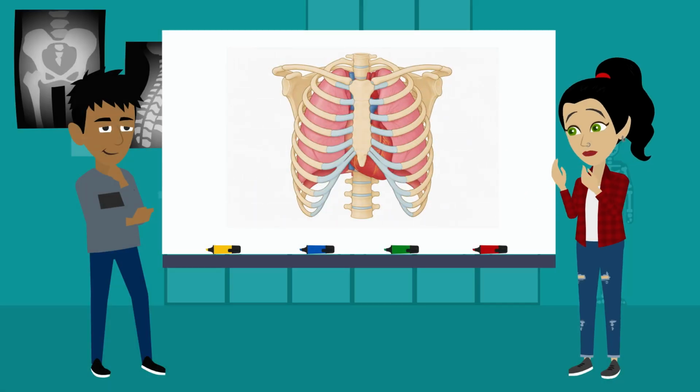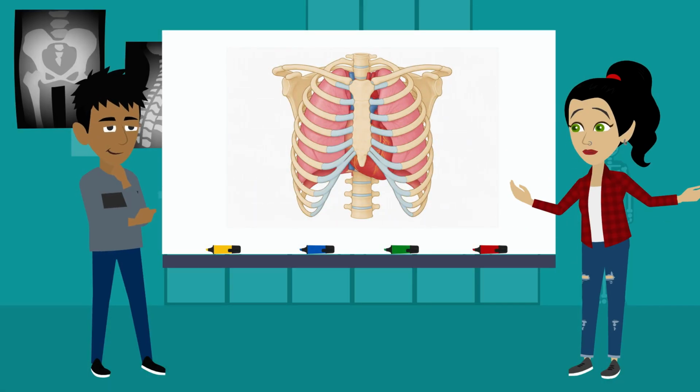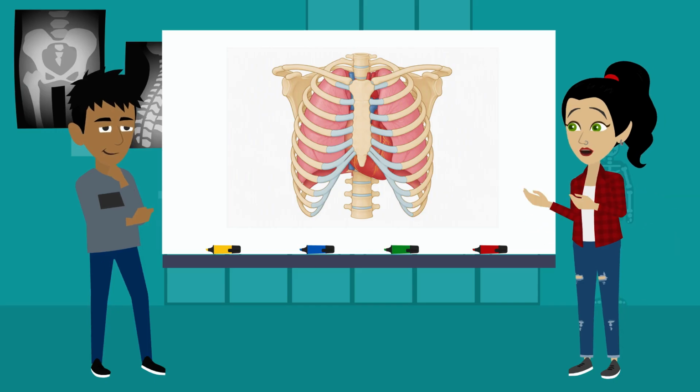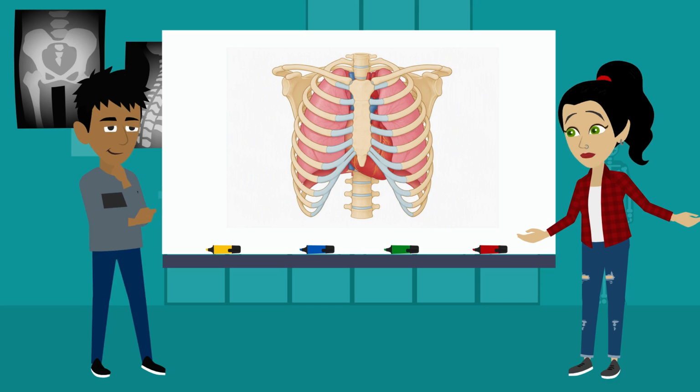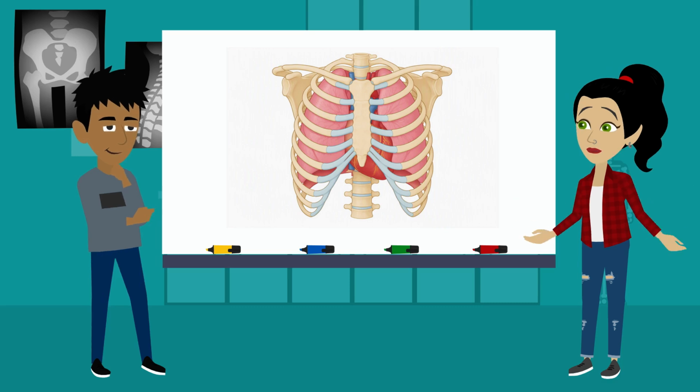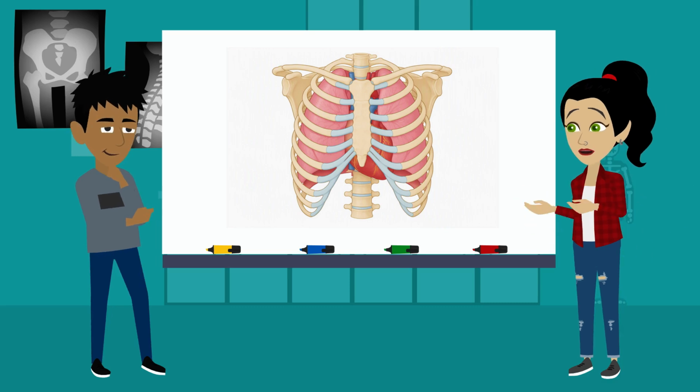Next, you'll examine the thoracic cage. You'll identify the parts of the sternum, learn to correctly classify ribs, and see how the ribs articulate with the thoracic vertebrae to protect the heart and lungs, while still allowing the chest to expand during breathing.